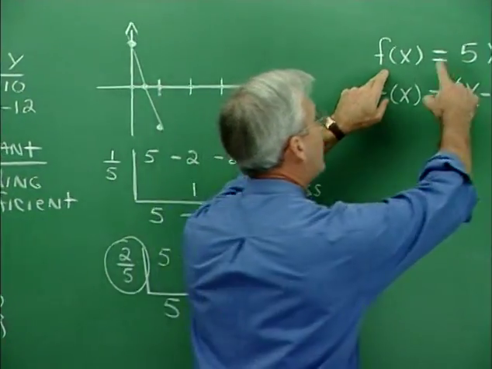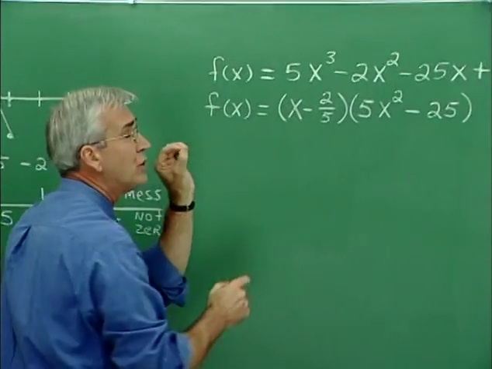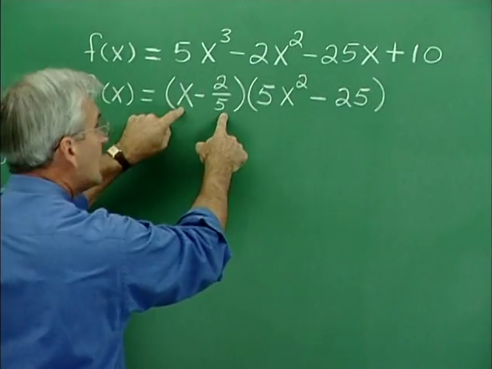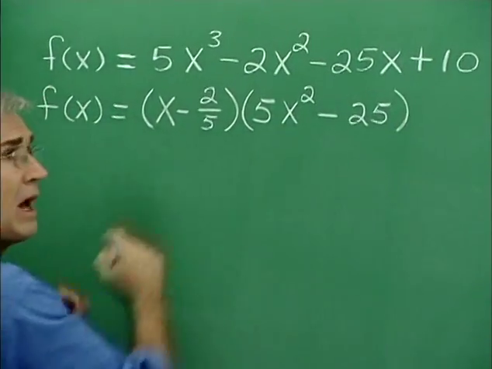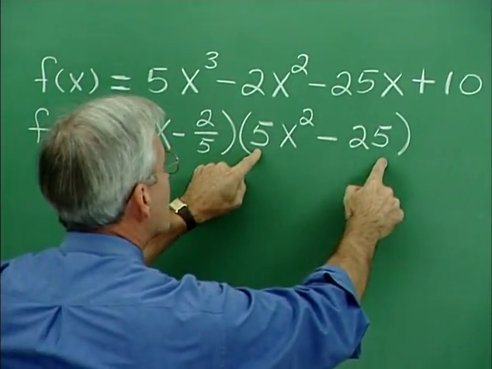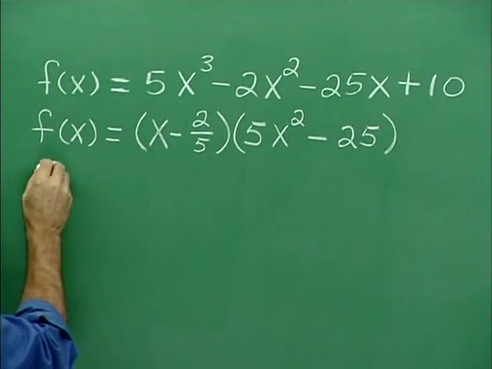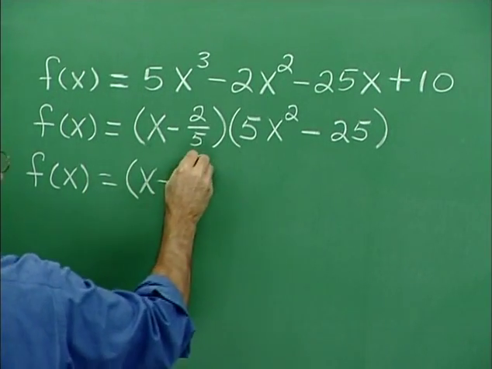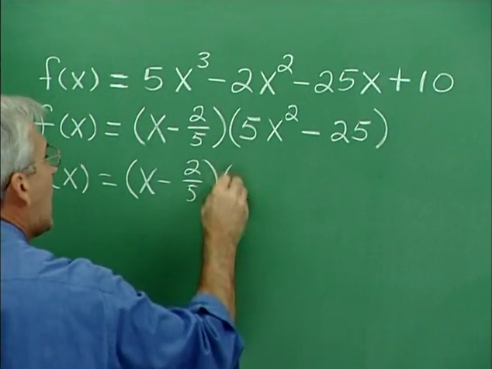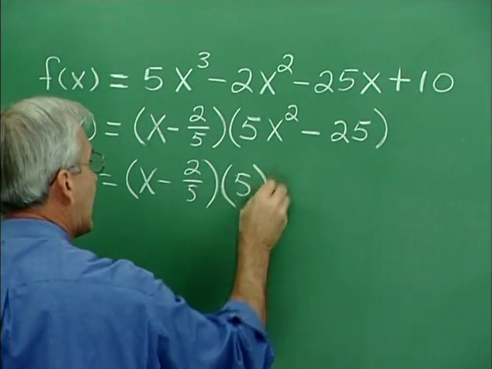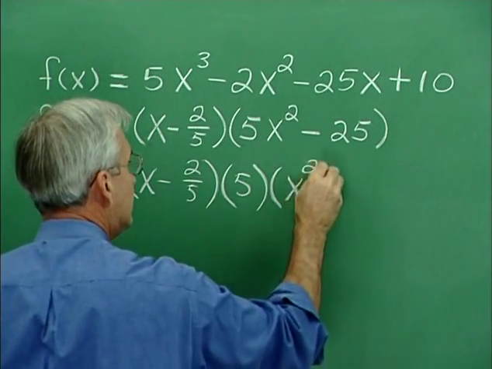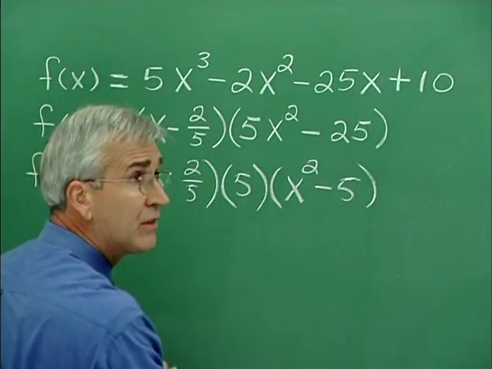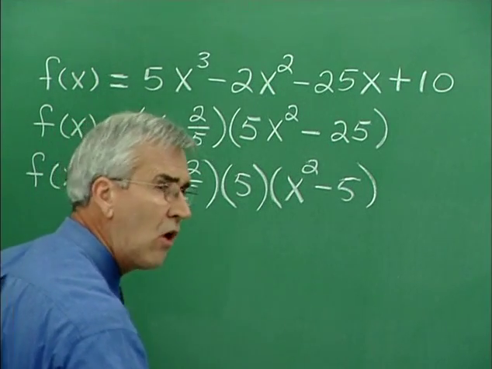All right, so our original function was this, and now with 2/5 as a 0, x minus 2/5 is a factor, and the other factor we read from the bottom of the synthetic division, and here it is. And now away we go with continuing to factor and identify zeros. I see a common factor here of 5, and I'll take that out. And now I'm looking to factor this. Gee, it's not the difference of squares.